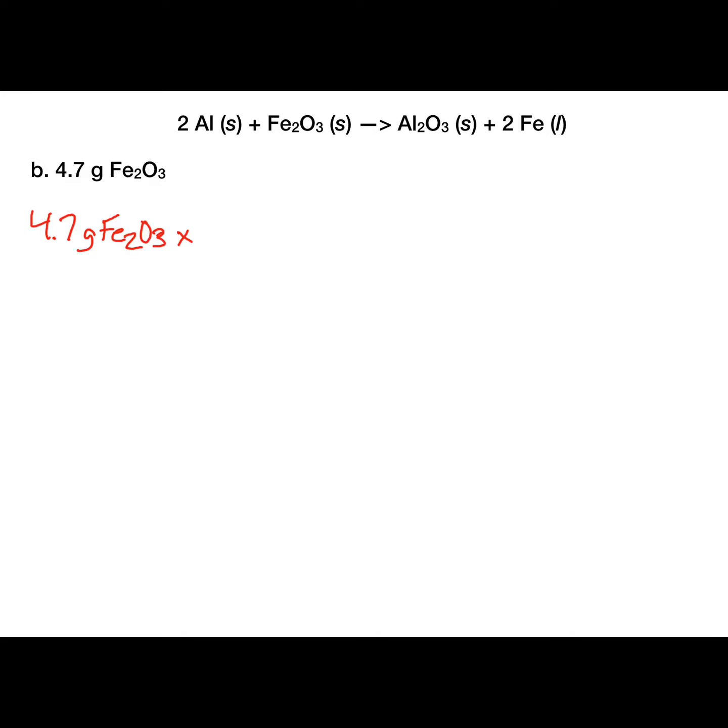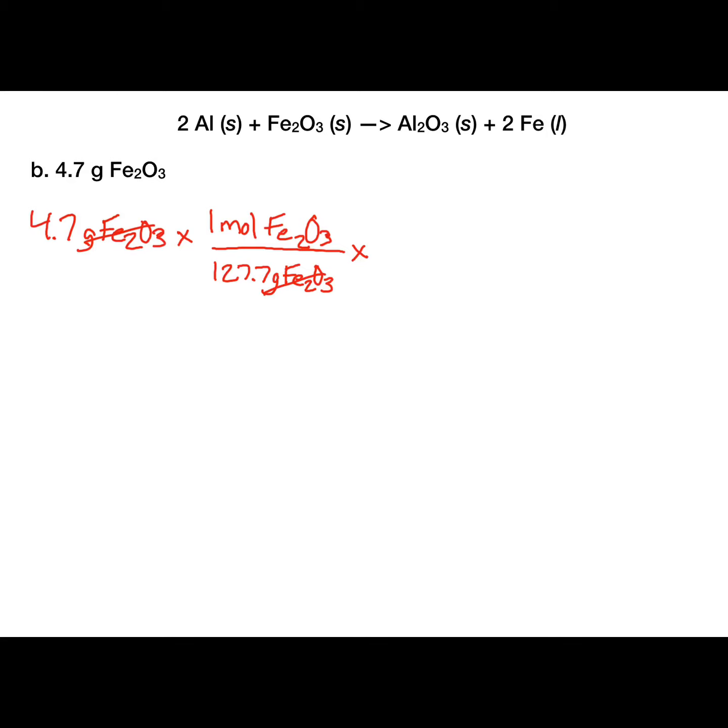So the mass of iron is 55.85 and the mass of oxygen is 16. So we need to do 2 times 55.85 plus 3 times 16, and we should get 127.7 grams. So 1 mole of our iron 3 oxide is equal to 127.7 grams. Okay, our grams cancels out.